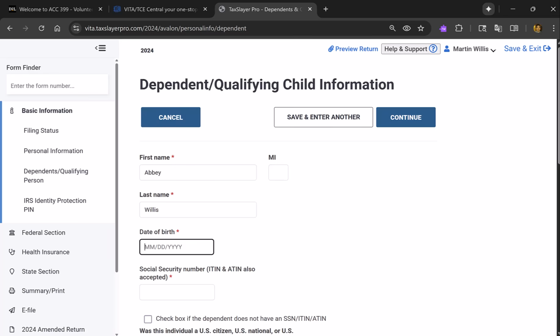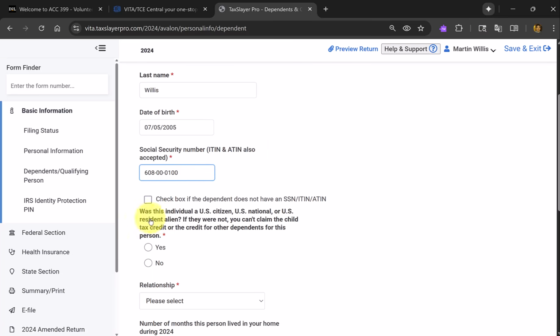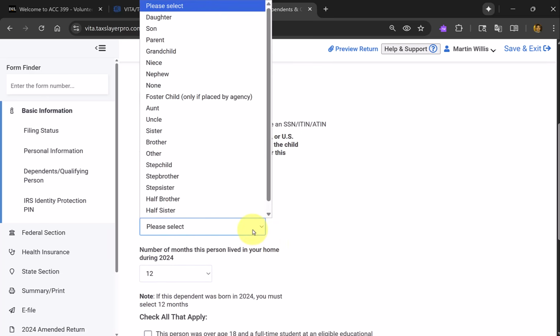And according to the intake sheet, her birth date is July 5th, 2005. Now I'm going to go back to the Social Security card. 60800. And again, the same last four digits. Check this box if the dependent does not have a Social Security number. Was this individual a U.S. citizen? Yes, according to the intake sheet. The relationship, she's the daughter.